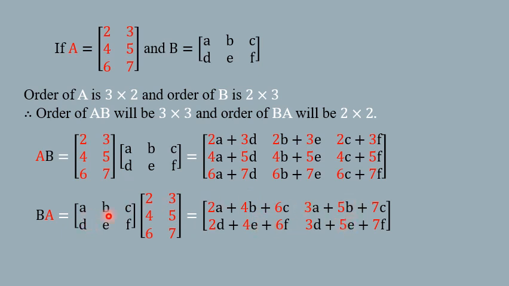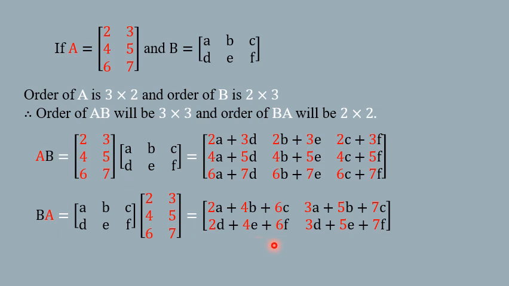Now here, this element is placed on first row first column. So we take the first row of the prefactor and the first column of the post factor. This first row contains three elements and the first column contains three elements. So just find the sum of products. We multiply this element by this one, plus this element by this one, plus this element by this one. So the answer will be 2a plus 4b plus 6c. Similarly, we can find the remaining elements.